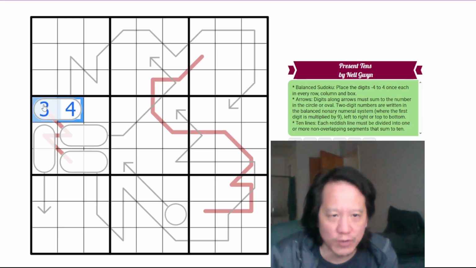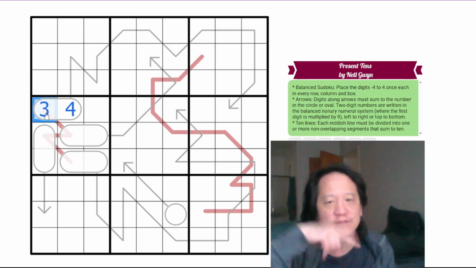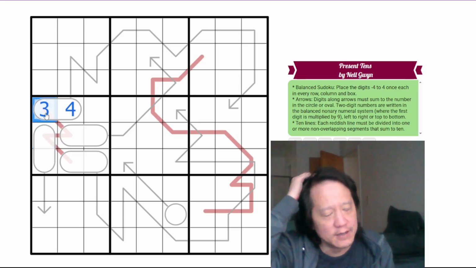And it's left to right and top to bottom. So the top digit is the first digit, and the left digit is the first digit, which would be multiplied by 9. Interesting.